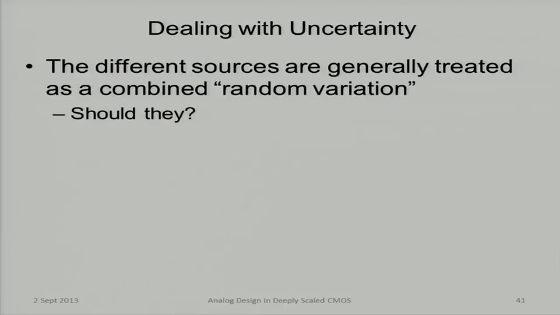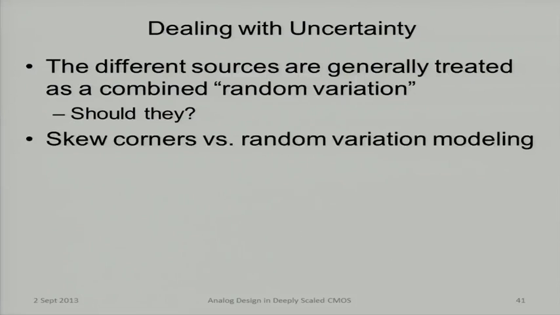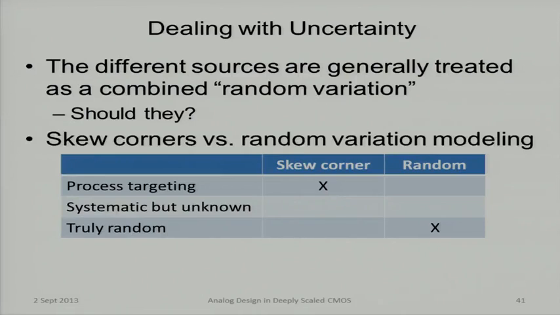Well, often we take the different sources of variation, just combine them together and say, random variation. But should we? There's also a concept of skew corners versus random matching. So how do we deal with that? Well, I look at this and I say, process targeting, that really falls very nicely in a skew corner kind of methodology. You can use skew corners to make sure that you stay alive over that. And the truly random effects are truly random. And so using Monte Carlo, design of experiments, various sensitivity analysis, you can look at those things.